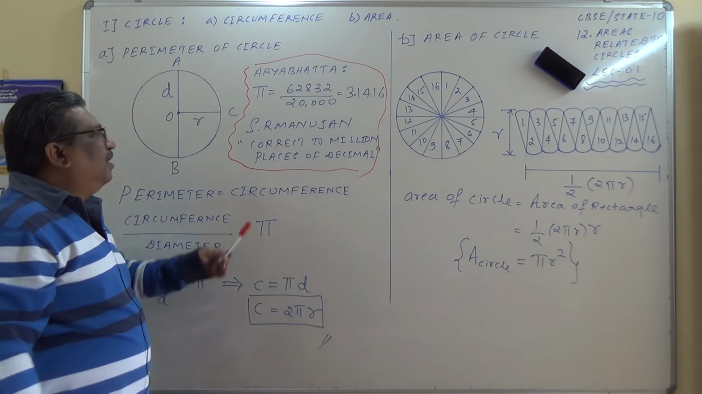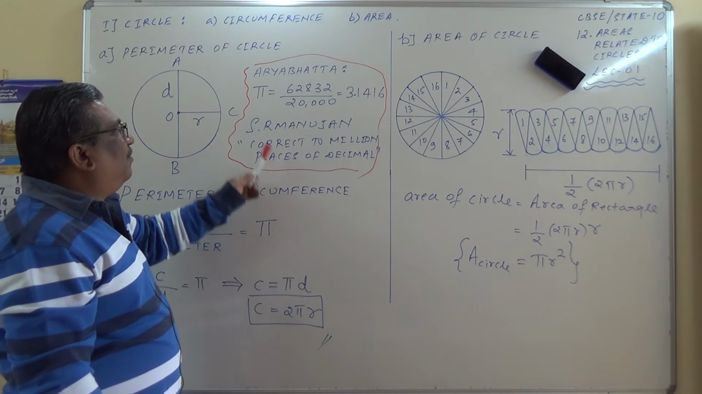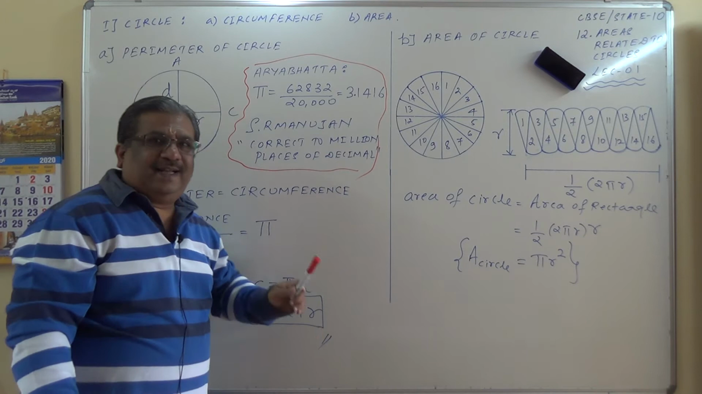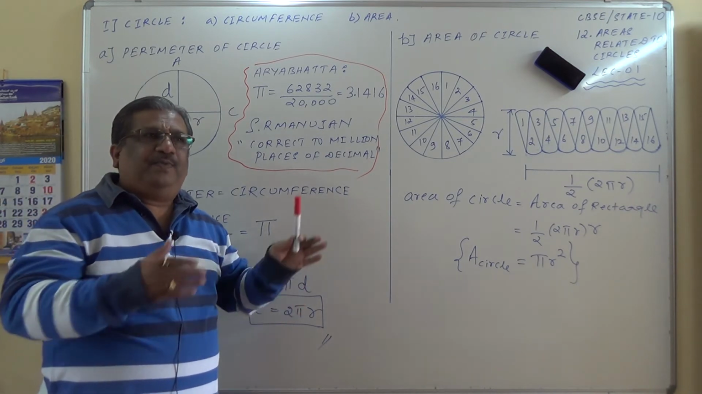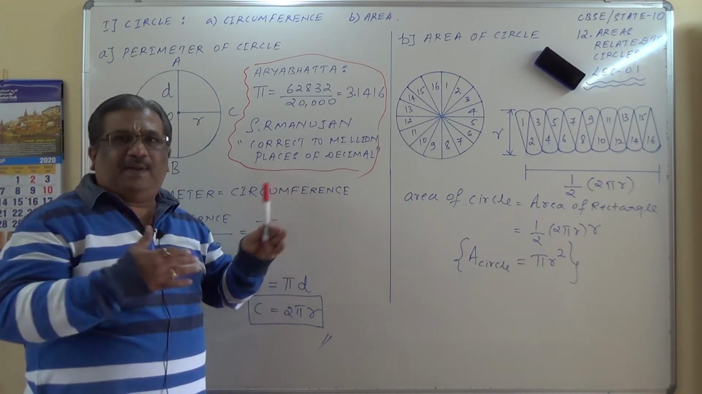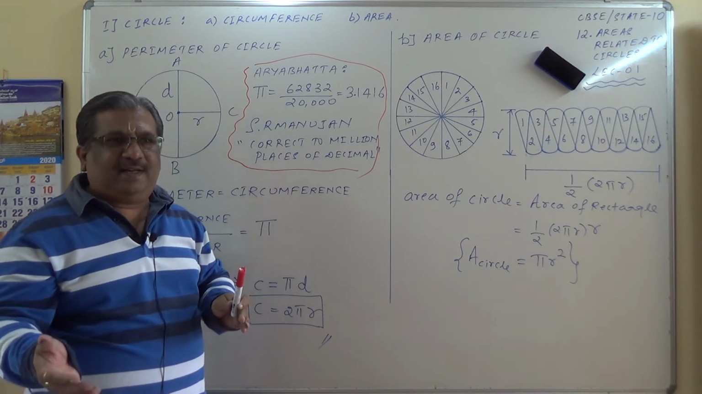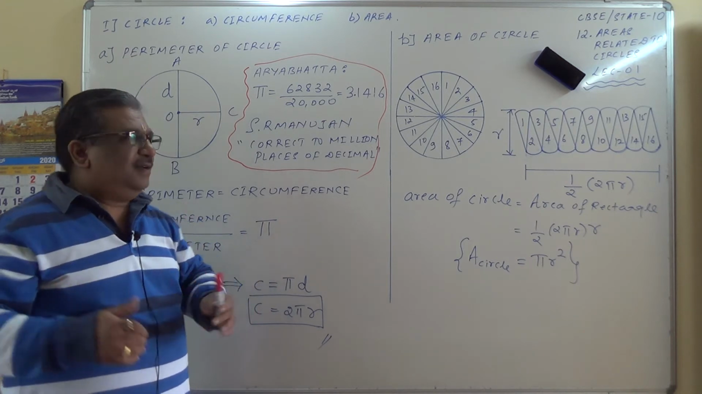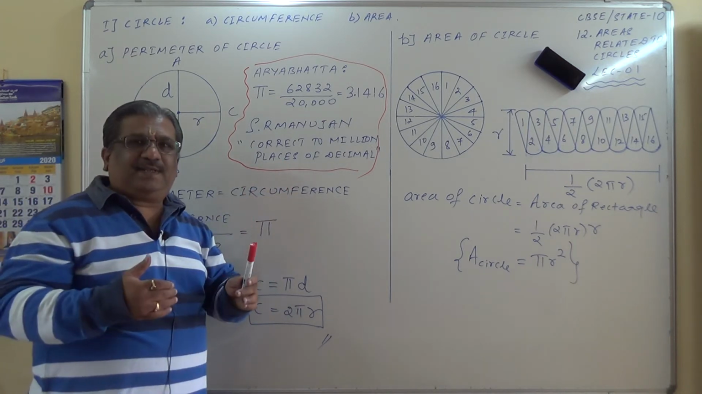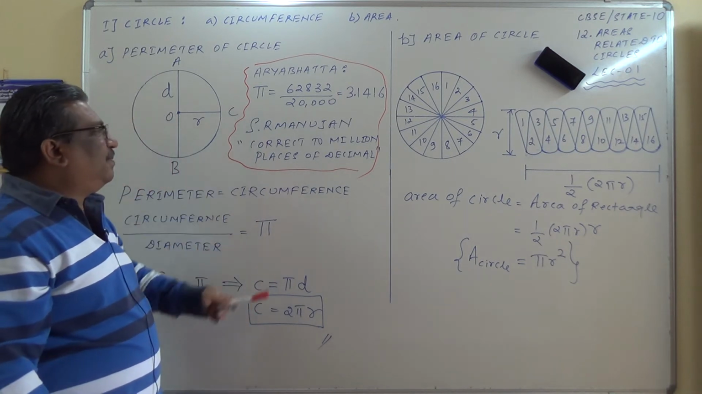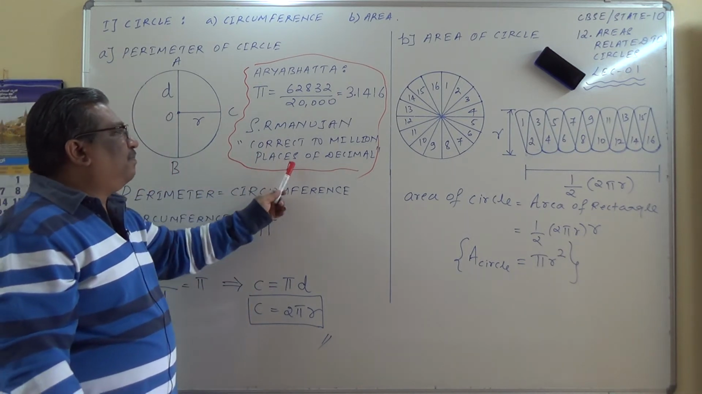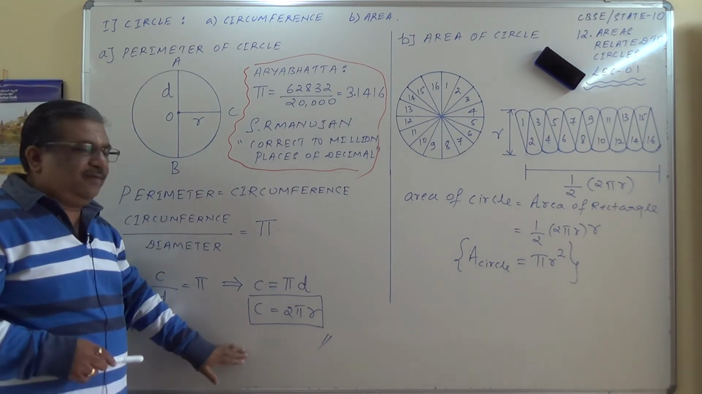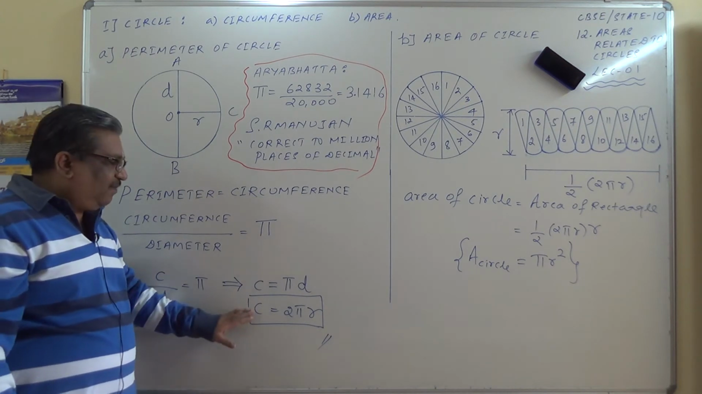Srinivas Ramanujan gave the value of pi correct to a million places of decimal. That means after the decimal point, the accuracy of the value of pi was up to 1 million places. That is 10 lakh places. So yes, Ramanujan gave the value of pi correct to a million places of decimals. That's all. Basically, for the time being, you need to remember that circumference is equal to 2 pi r.